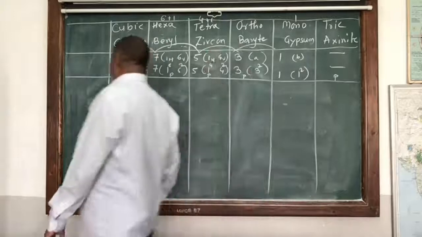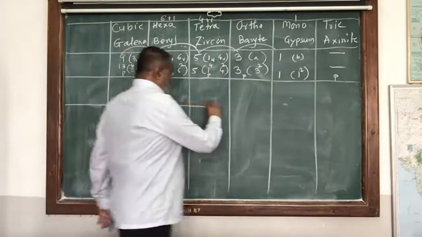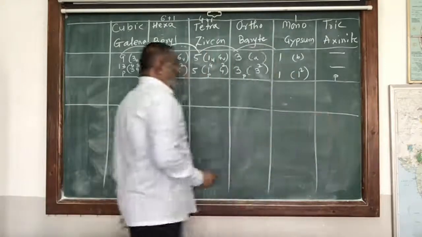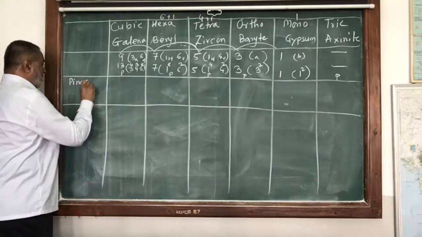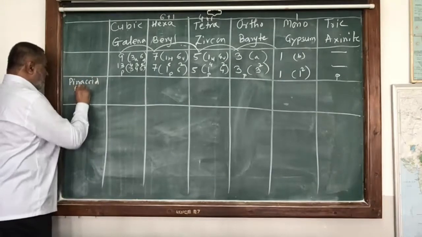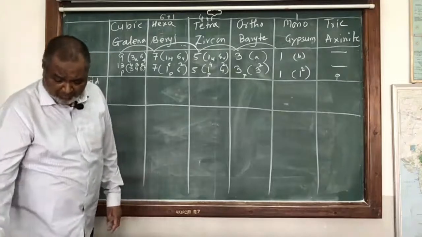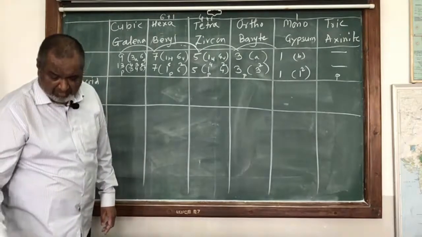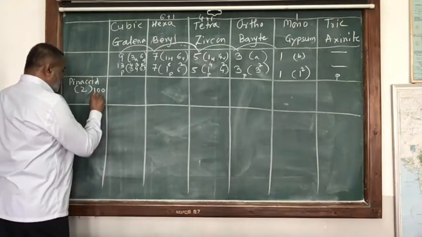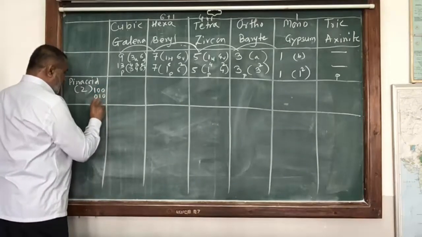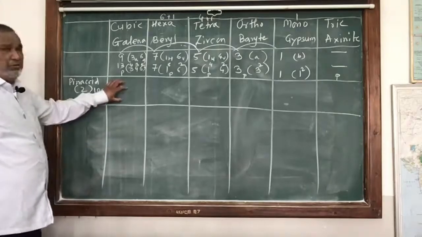Now come to the next one. We have the first form, the pinacoids. What is a pinacoid? A pinacoid contains two pairs of similar faces, a pair of two similar faces. So here three pairs will be there. First pair 1 0 0, second pair 0 1 0, third pair 0 0 1. So three pinacoids. Come into the cubic system.